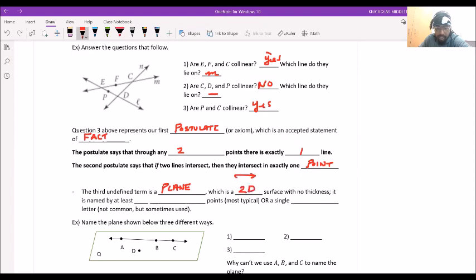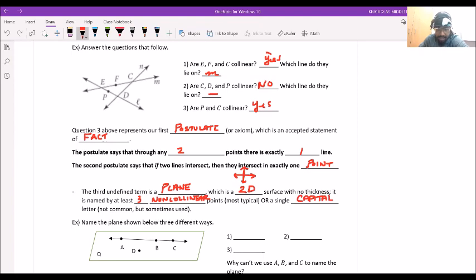It's 2-dimensional: it goes left and right, it goes up and down, but it doesn't get any thicker. Basically we will represent this a lot like a piece of paper, like imagine a piece of paper that goes on forever and ever, with no thickness. It is named by at least 3 non-collinear points. That's the most typical way we'll usually do it, or it can be a single capital letter.